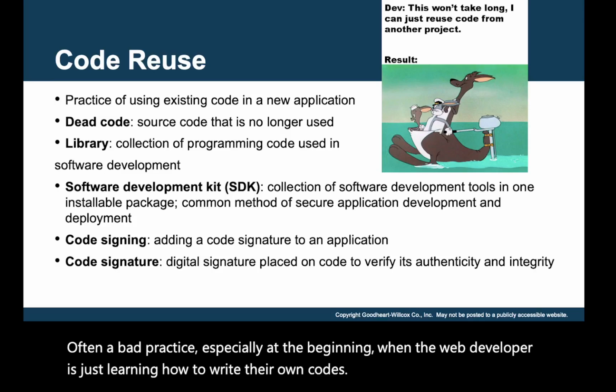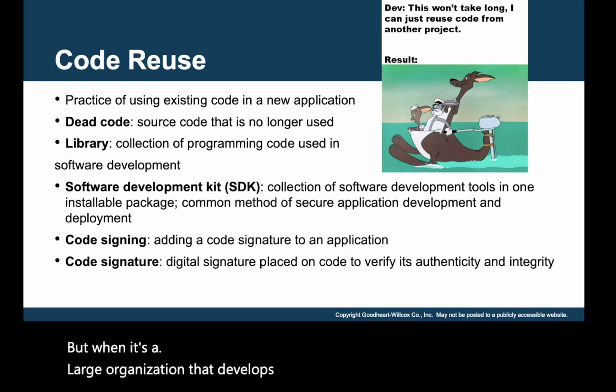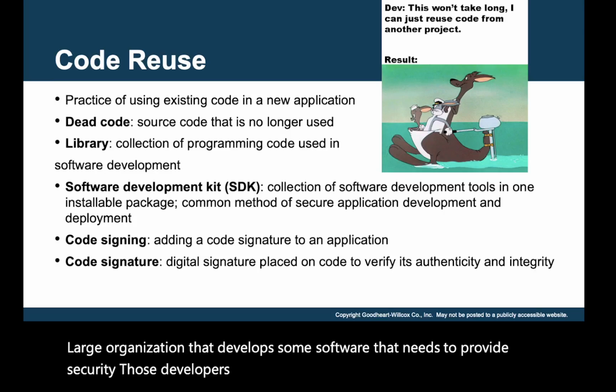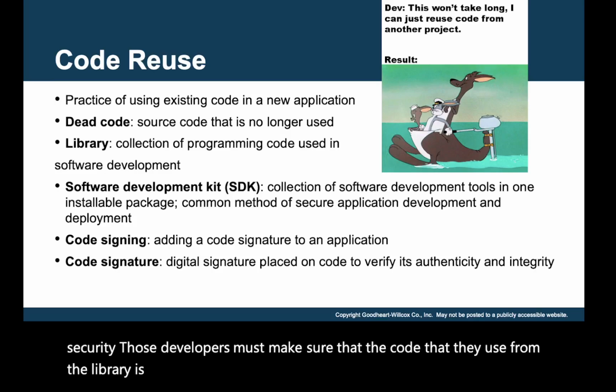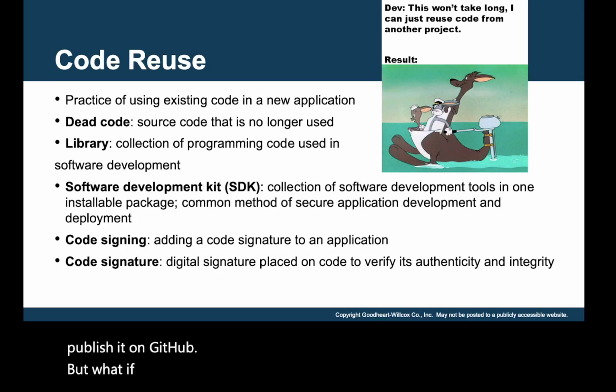But when it's a large organization that develops some software that needs to provide security, those developers must make sure that the code they use from the library is actually secure, because anybody can write code and publish it on GitHub. But what if this code is actually not secure?